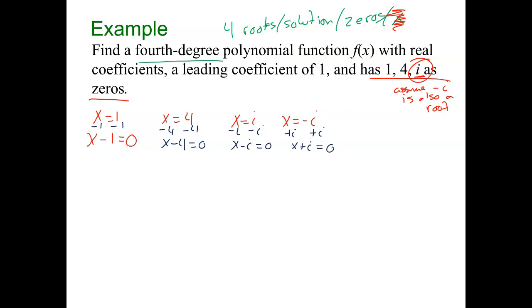So we take our roots, or our zeros, we work backwards, and we find our factors. So f of x, the function that I'm trying to find, has factors of x minus 1, x minus 4, x minus i, and x plus i. Now all we have to do is multiply it all back together.